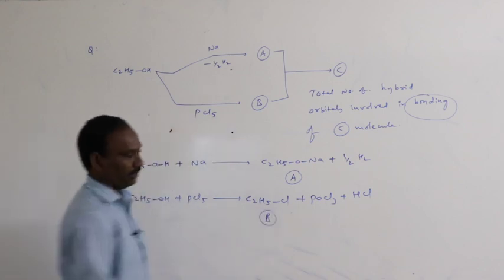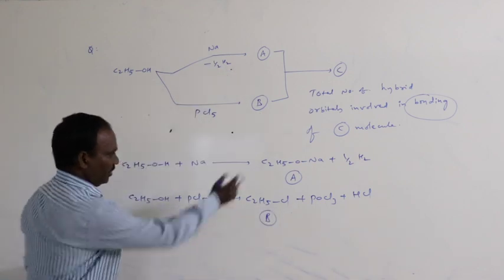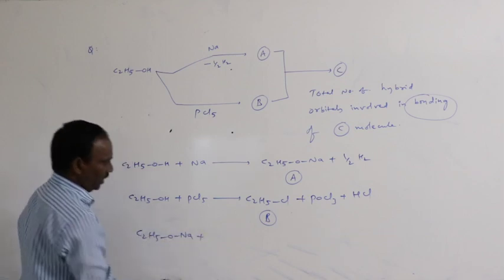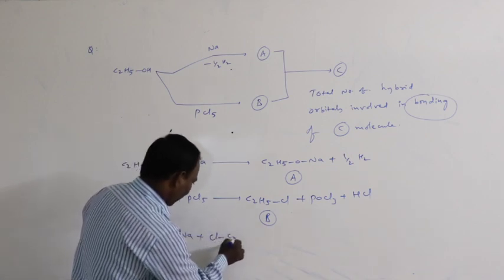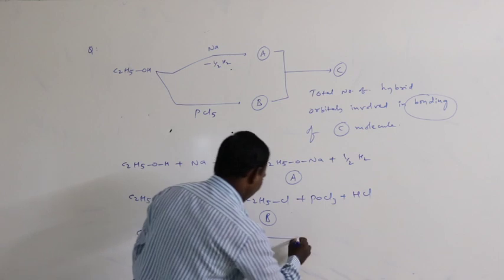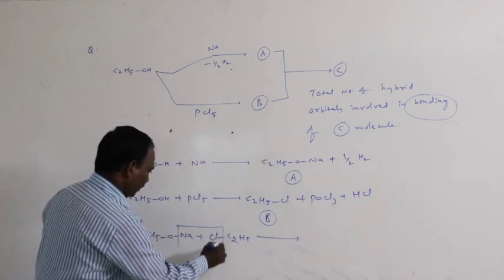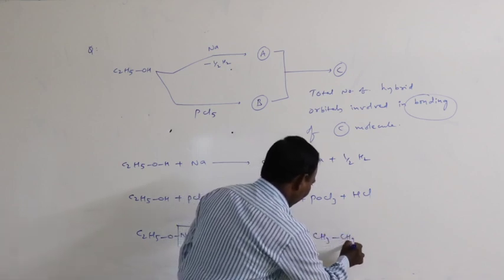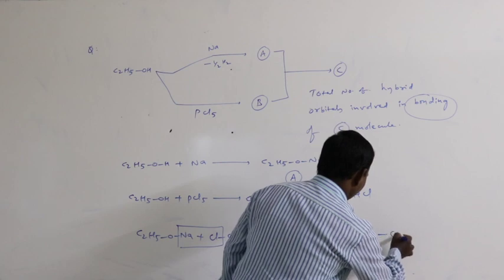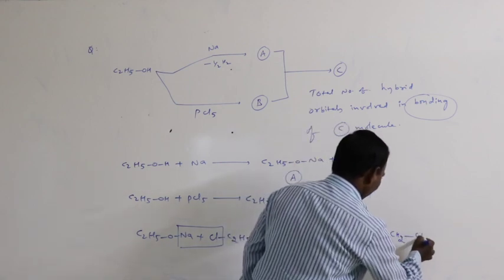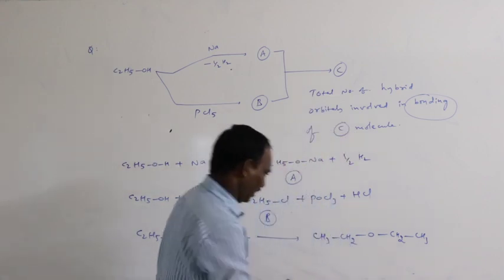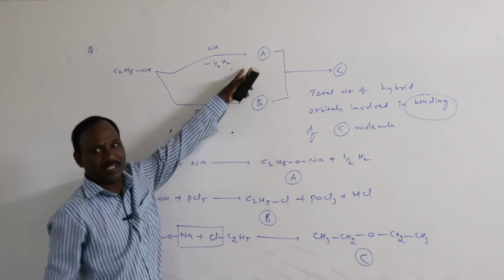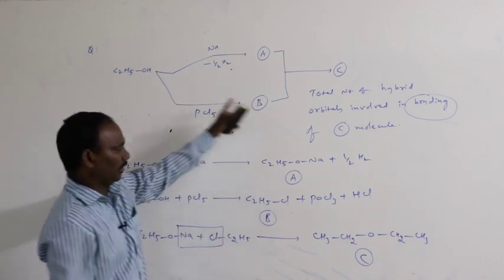It is B. Now A and B combine. A is C2H5ONa plus B is ethyl chloride C2H5Cl, with removal of sodium chloride to form diethyl ether, CH3CH2OCH2CH3. This is diethyl ether. Here compound is C. Okay, A is sodium ethoxide, B is ethyl chloride.